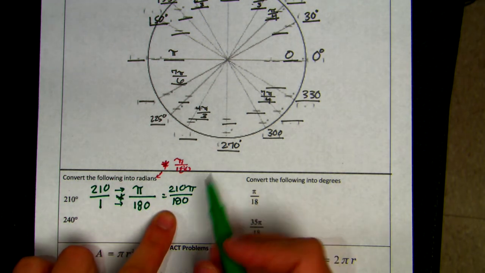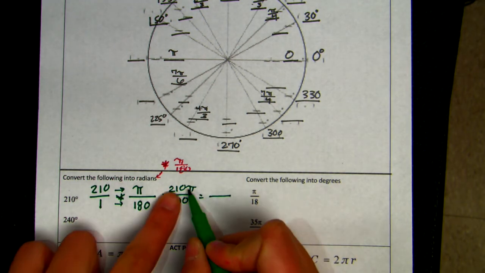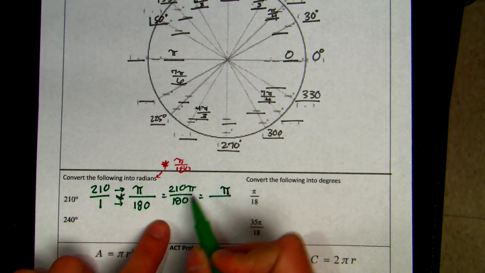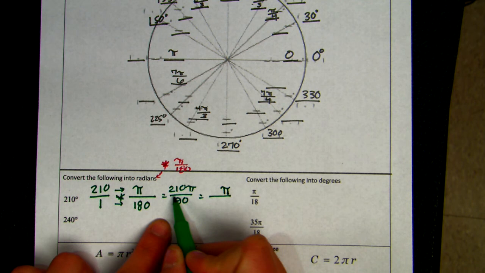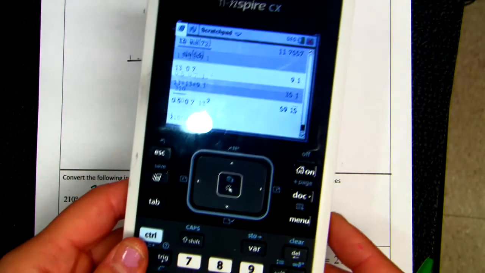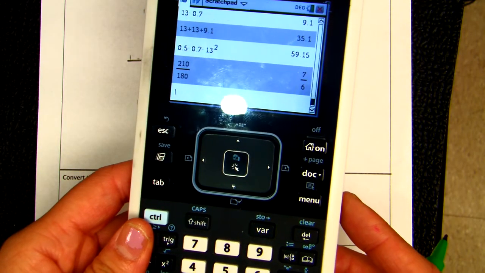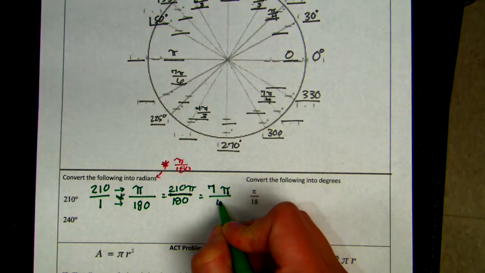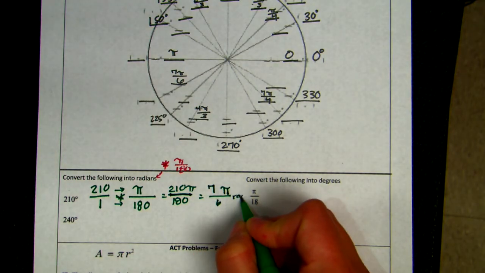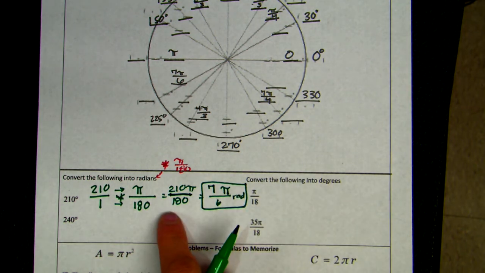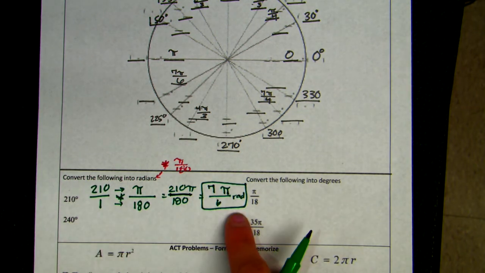Now that we have this fraction, we're going to reduce it down. We're going to keep pi as pi, and then we are going to reduce this fraction here. This fraction bar means division, so we're going to do 210 divided by 180. If I pop that in my calculator, I get 7 over 6. So my new fraction is 7 pi over 6 radians. Okay. And that is my answer here, converting from degrees to radians.